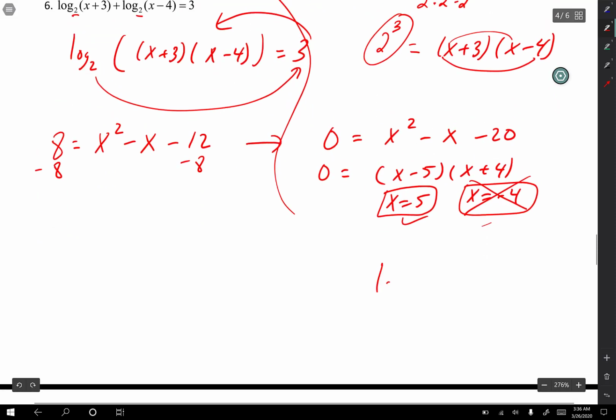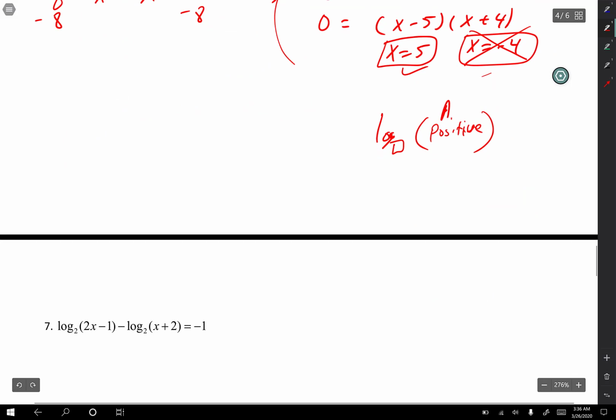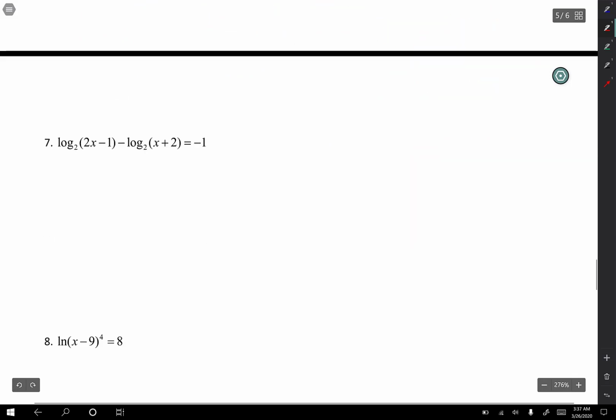So log the expression on the inside. Who cares what the base is? Well, actually, we do care what the base is. But for now, you're good. The argument in here must be positive. The argument. The whole expression. When we put the x values in. All right. So here we go.